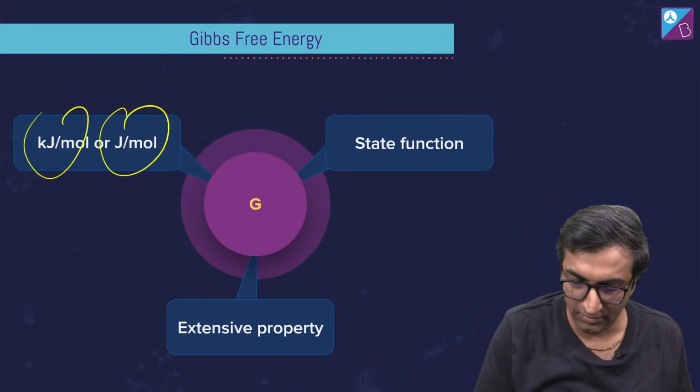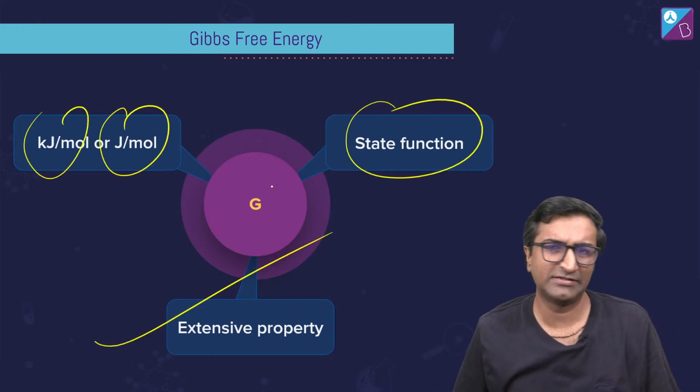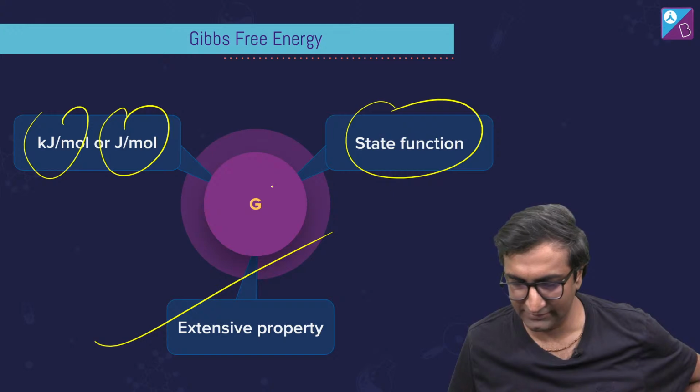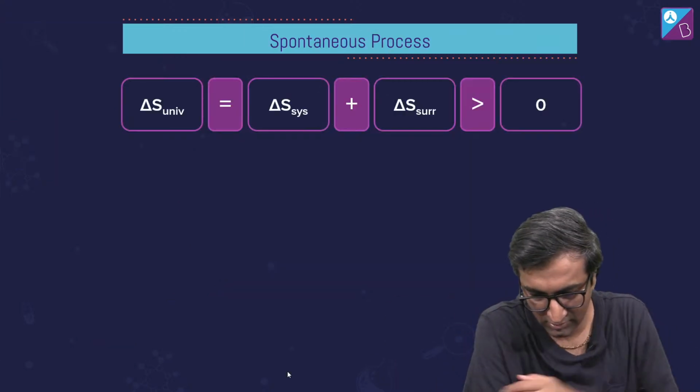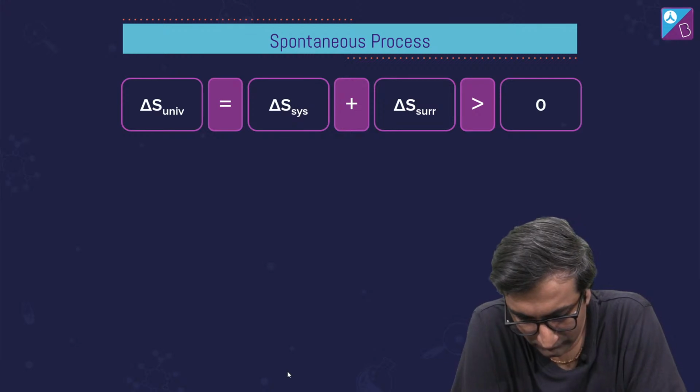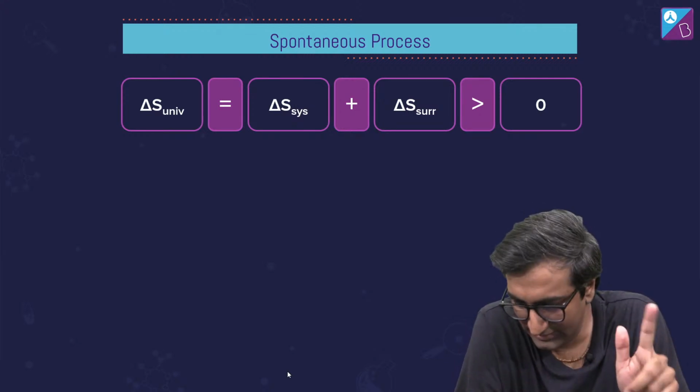Gibbs free energy is another energy term. So kilojoule per mole, joule per mole, it's a state function, extensive property, just like S and U and all these other parameters. ठीक है. Extensive मतलब number of particles ज्यादा हुए तो इसकी value ज्यादा होगी. Okay. So, for a spontaneous process, this term was there, which you guys have all figured out.